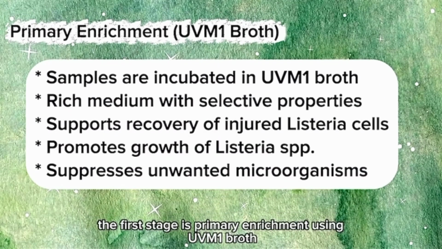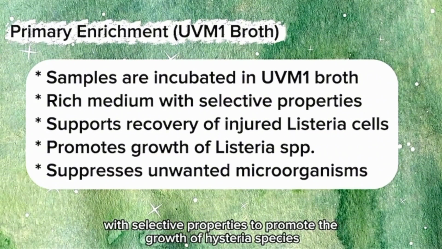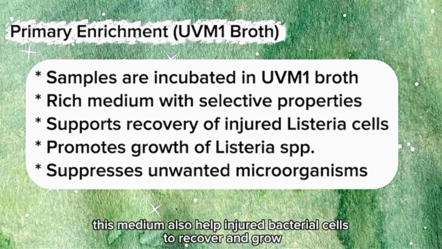The first stage is primary enrichment using UVM1 broth. In this step, samples are incubated in a rich medium with selective properties to promote the growth of Listeria species while suppressing unwanted microorganisms. This medium also helps injured bacterial cells to recover and grow.